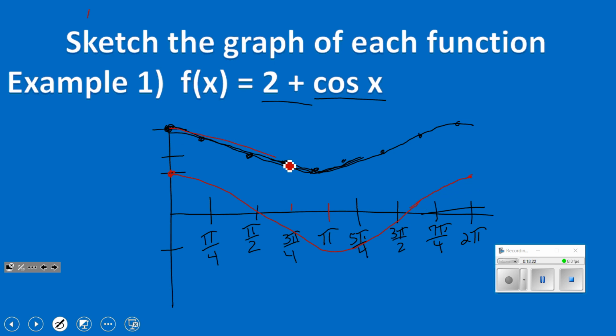So let's compare the graphs. What happens when you add 2 in front of it? Here's what I want to get at. What happens when you add 2 to it? It shifts it up, okay? And this should be a review.